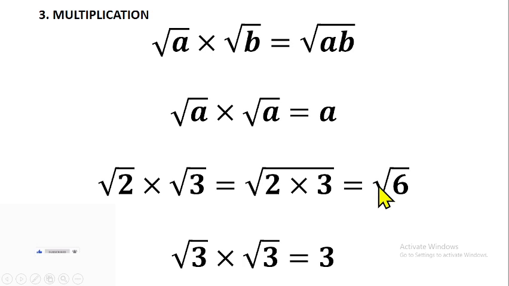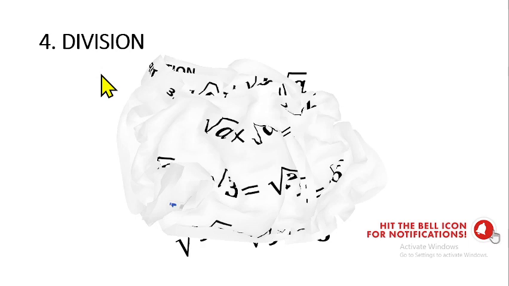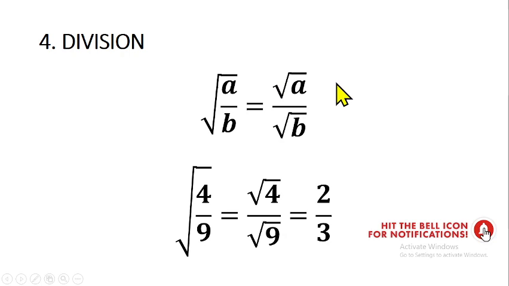Let's see this as well. What is root 3 times root 3? That should give us 3, based on the rule. Do we understand that yet? Good. If you do, let's go to the next law, which is the last law, and that is for division. How do we divide roots?